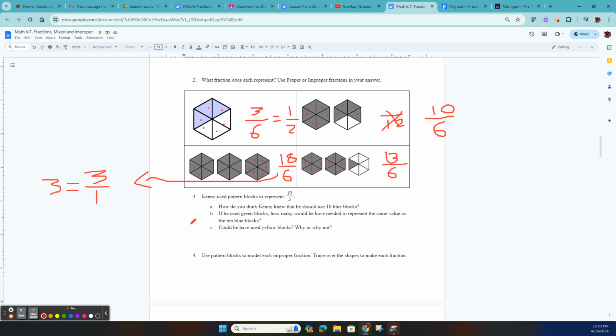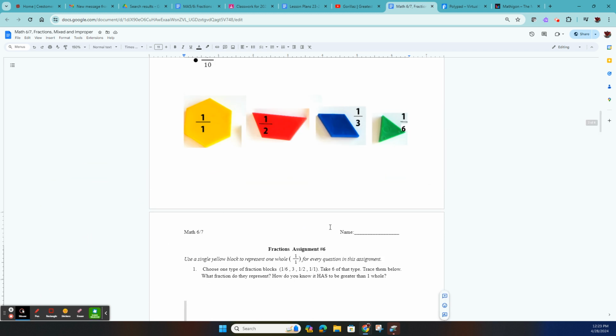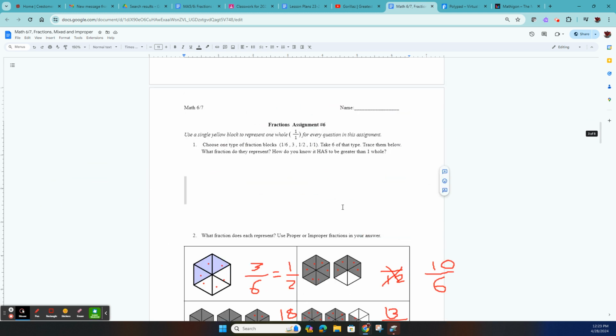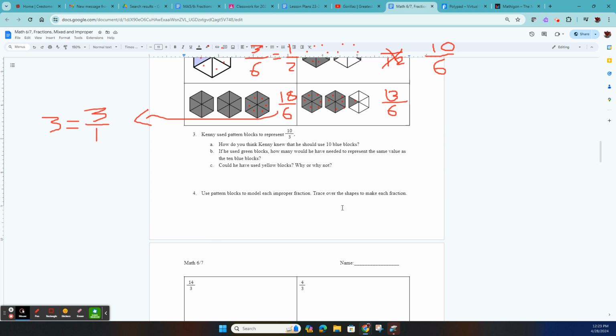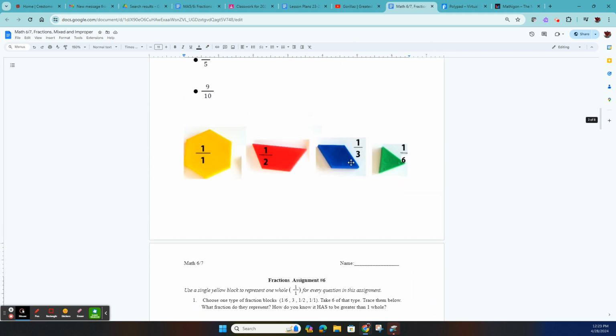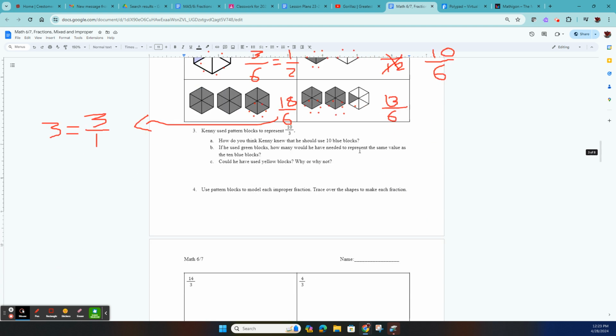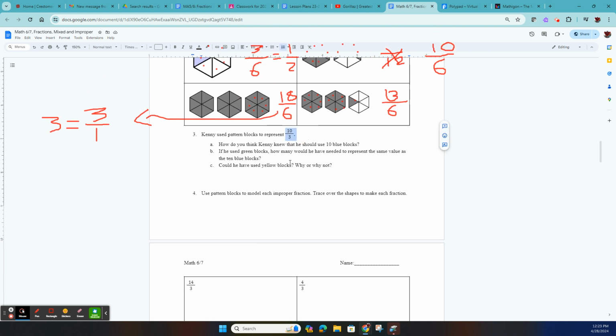Number 3, Kenny used pattern blocks to represent 10/3. How do you think Kenny knew to use the 10 blue blocks? So these blue blocks like this. How would Kenny know to use those blue blocks? Well, because blue blocks represent thirds, right? Thirds on that denominator, and that's what 10/3 has here. So if you said anything like, well, Kenny knows the blue blocks are thirds, good for you. That's the correct answer.